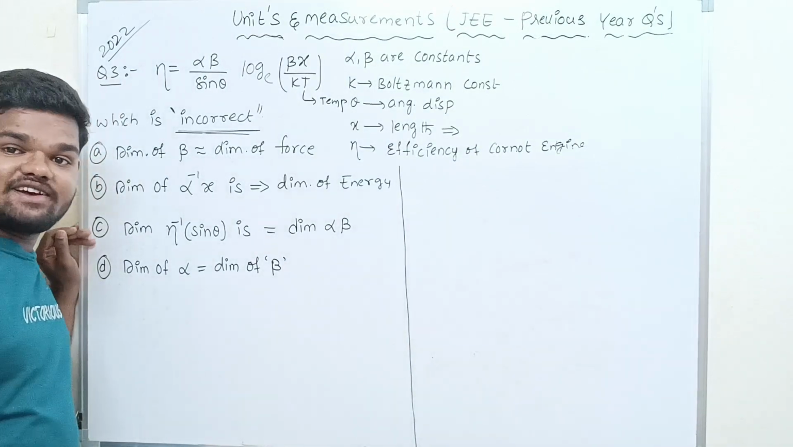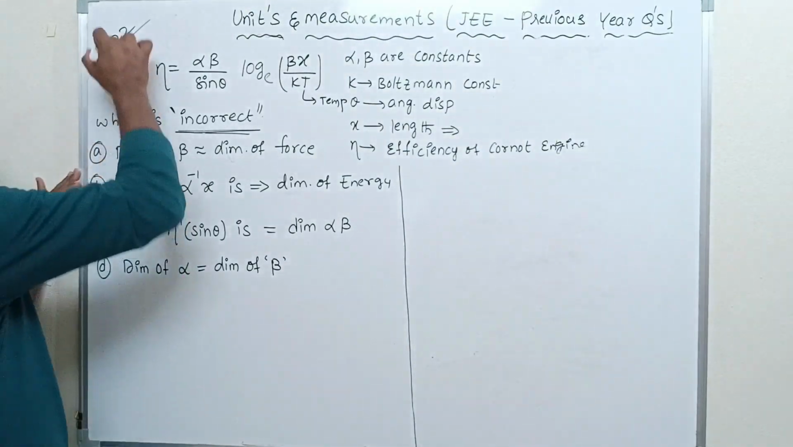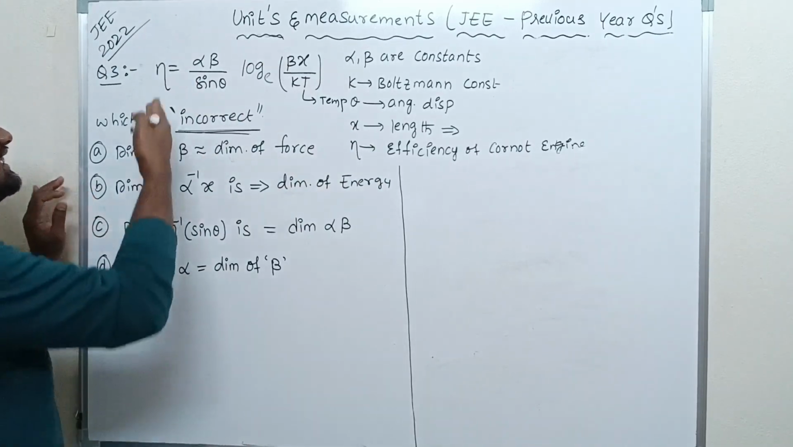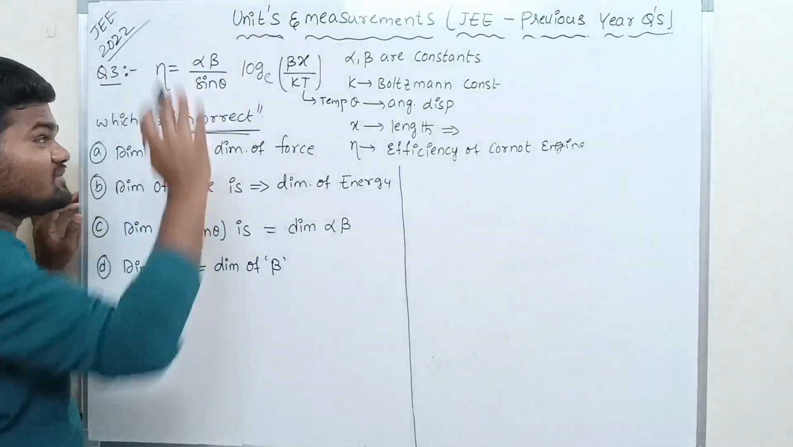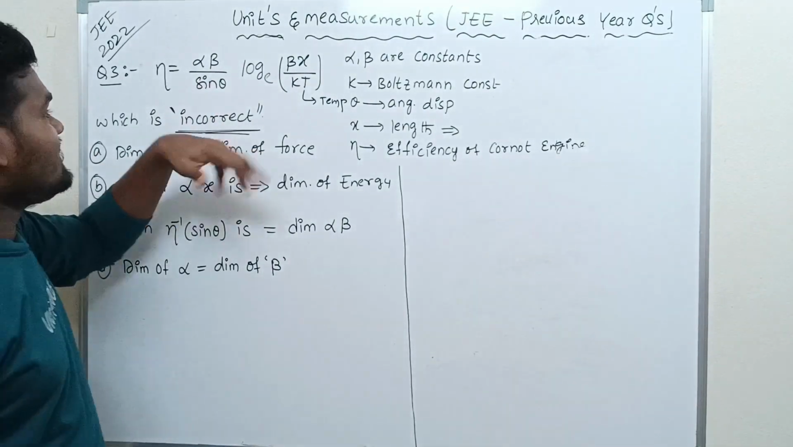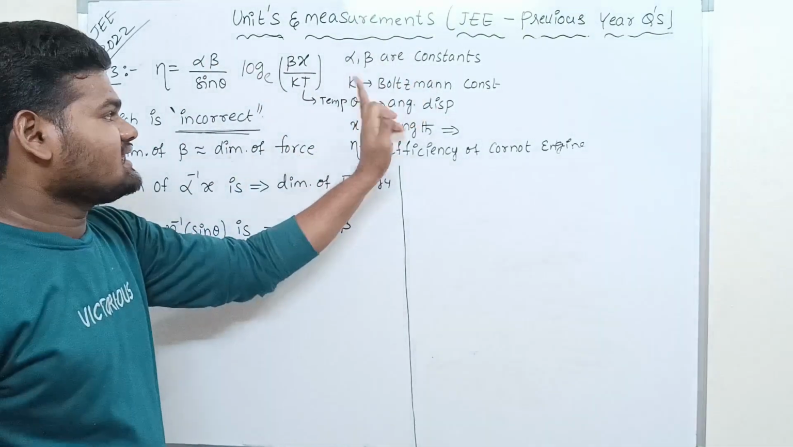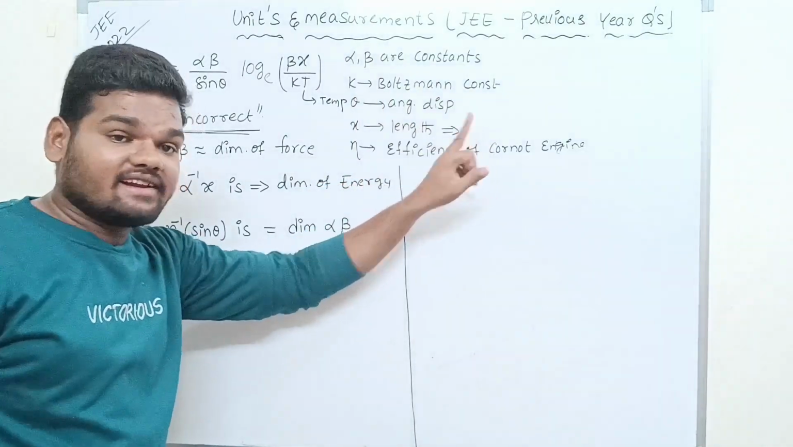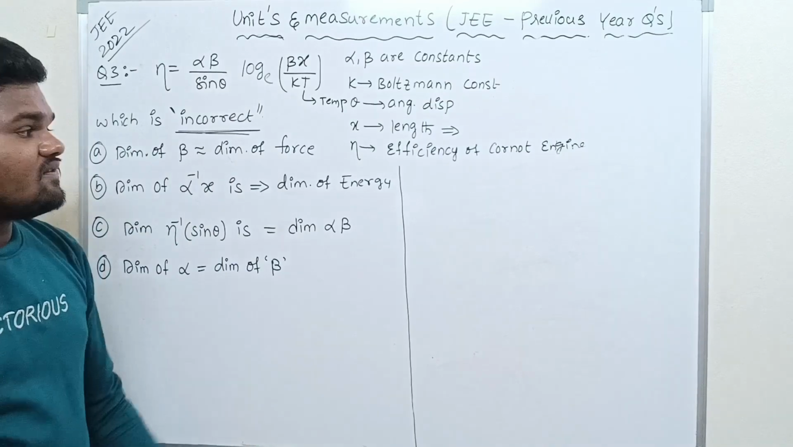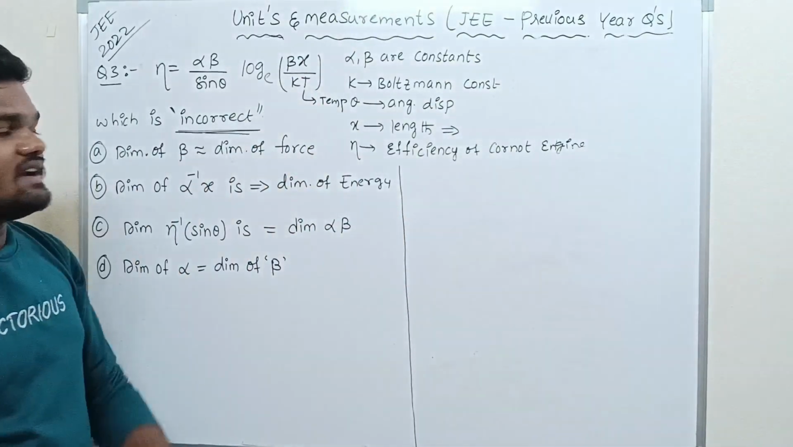So let's see the third question. This is a 2022 JEE question, one of the big questions. See, eta is equals to alpha by beta sin theta log base e beta x by kt. So all these things are given. They are saying alpha, beta are constants, k is Boltzmann constant, theta is angular displacement, x is length, eta is the efficiency of a Carnot engine, and t is temperature.